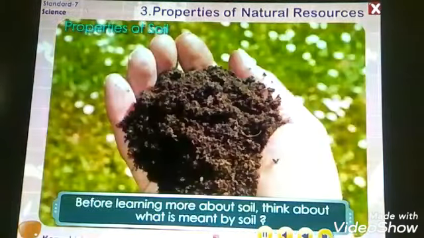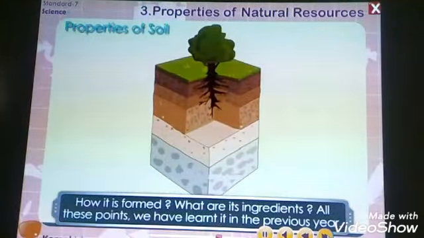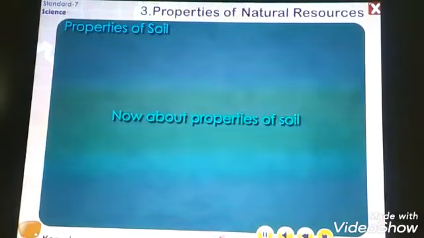Properties of soil. Before learning more about soil, think about what is meant by soil. How it is formed. What are its ingredients? All these points we have learnt in the previous year. Now about properties of soil.